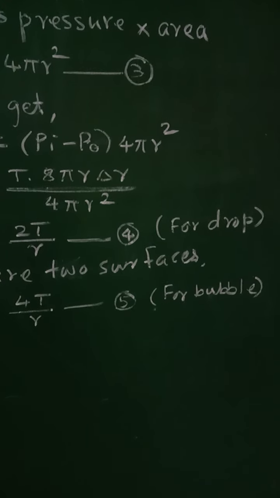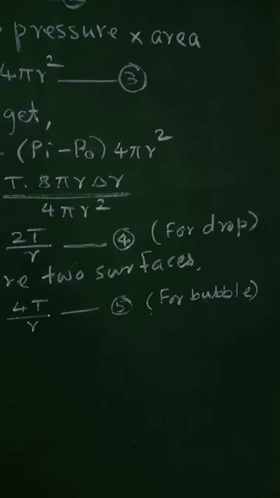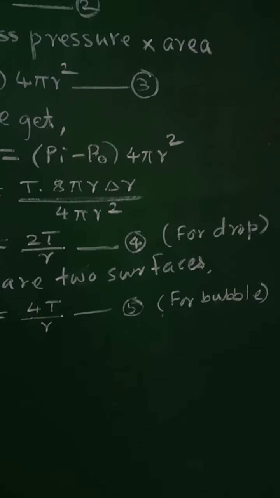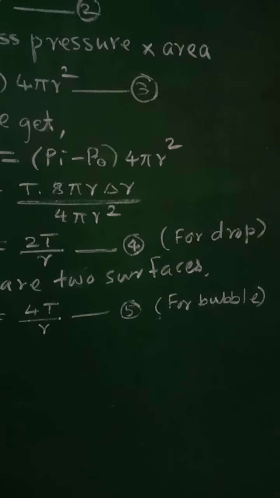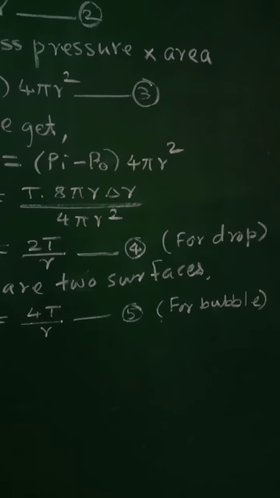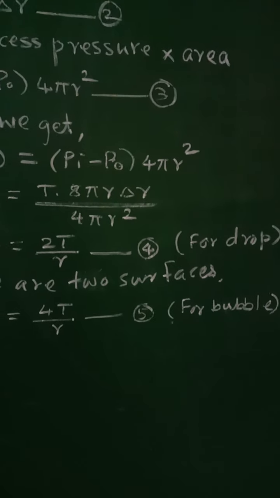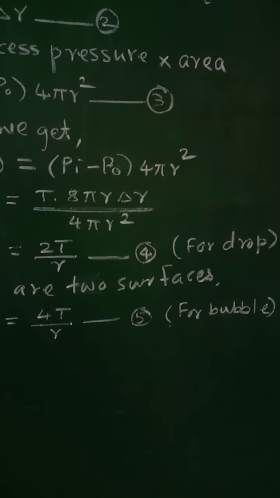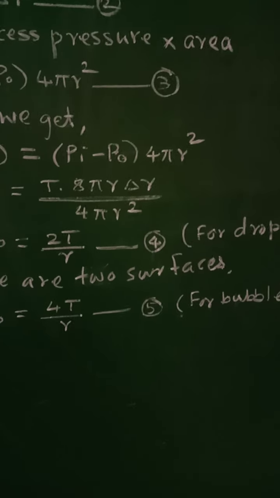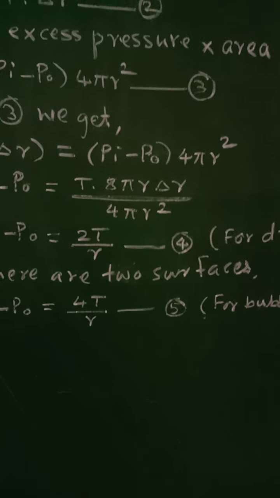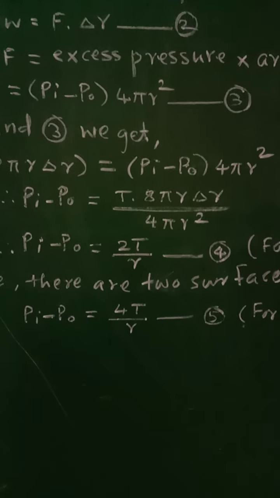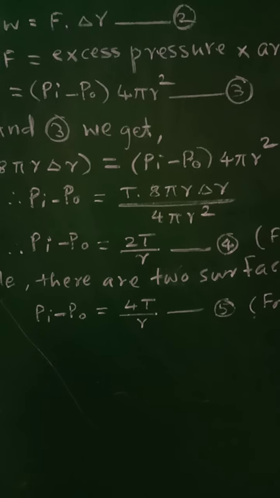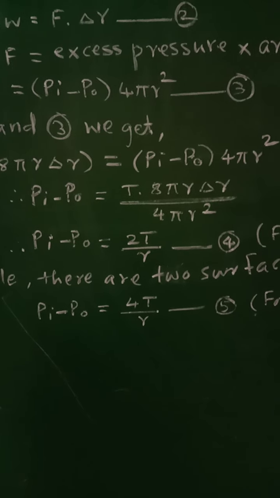As we have considered excess pressure, for a drop it is 2T upon r, because that drop has only one surface area, that is the outer surface area. From inside it is solid. On the other hand, in case of an air bubble, it is hollow from inside, and therefore it has two surface areas, inner as well as outer surface area. This equation is called Laplace's law, which gives the excess pressure inside a liquid drop or air bubble.